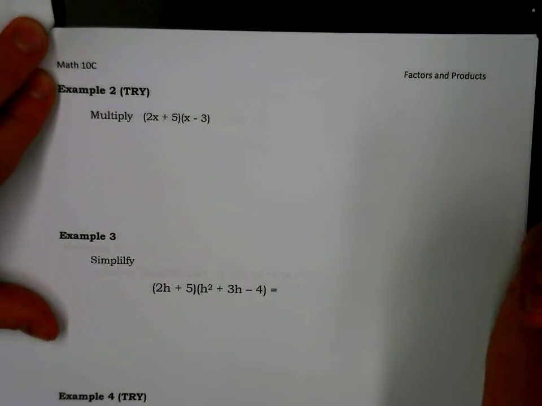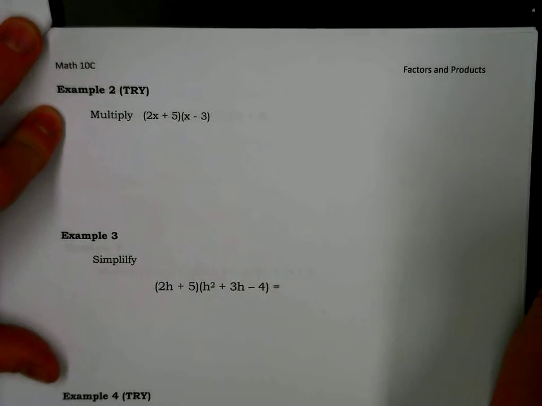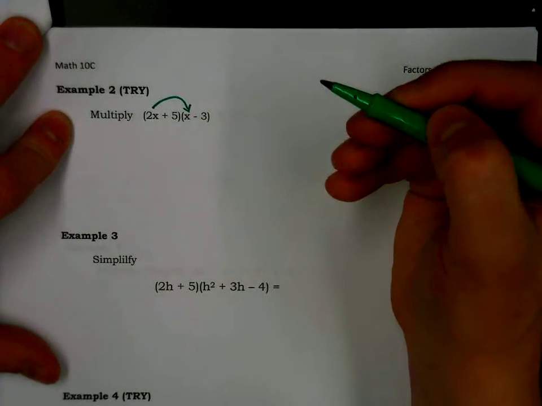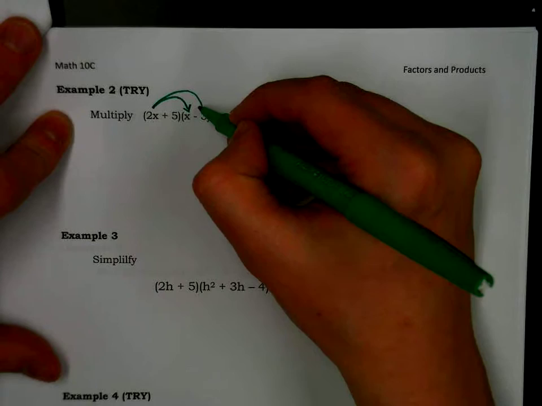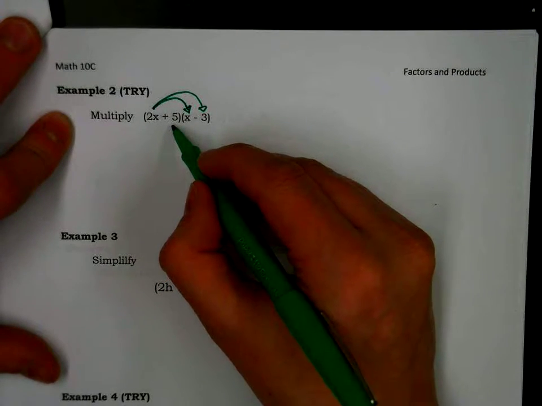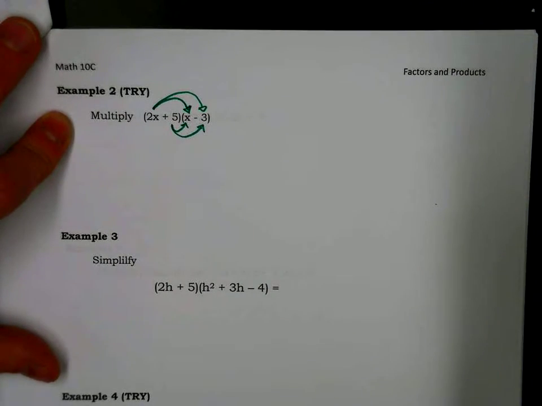So 4 arrows need to be drawn to connect these 4 terms. So we have a 2x times an x. The 2x has to connect now to the other one, the negative 3. And now the 5, this has to connect to both. Has to connect to the x, has to connect to the negative 3. You just have to be very careful.